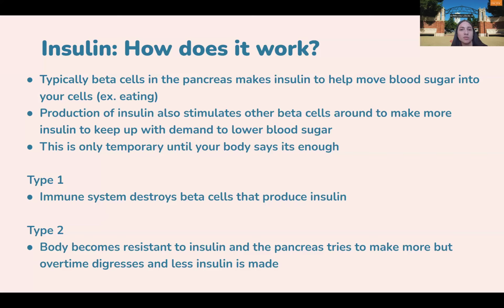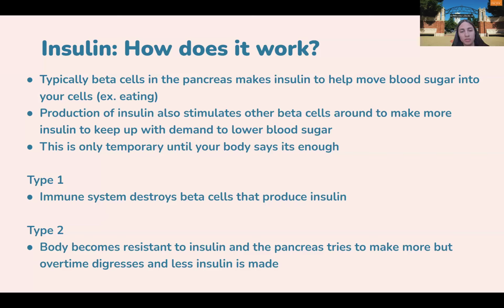For type 1, it's when the immune system destroys the beta cells that produce insulin. And then for type 2, this is when the body becomes resistant to insulin and the pancreas tries to make more, but over time declines and less insulin is made. So the key thing for type 1, that key of insulin isn't made. And this is due to the immune system actually destroying those beta cells. So again, for type 1 diabetes, this is a life-threatening issue that patients have, and this does need treatment.